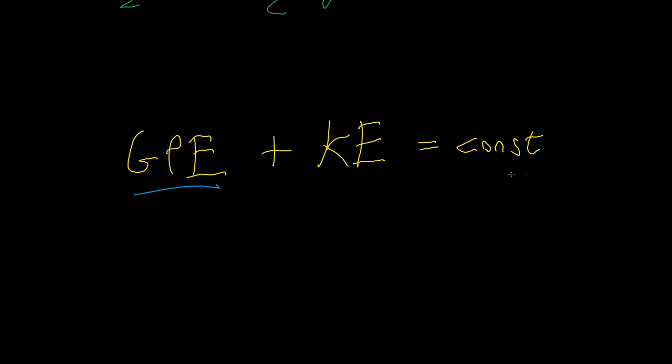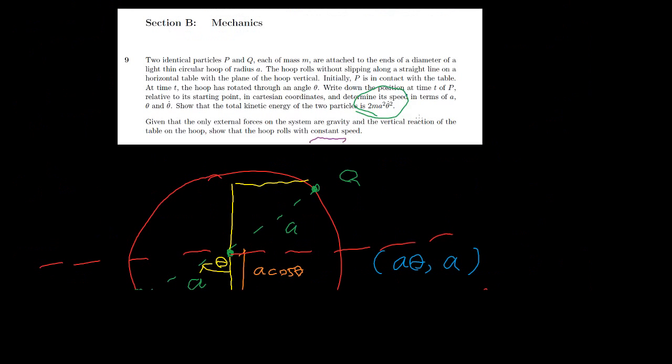So if this is constant and this is constant, we know this is constant. So the kinetic energy is constant. But we knew the kinetic energy was 2ma²θ̇². So you can quite easily deduce that θ̇ is constant. And if θ̇ is constant, therefore our system rolls with constant speed.